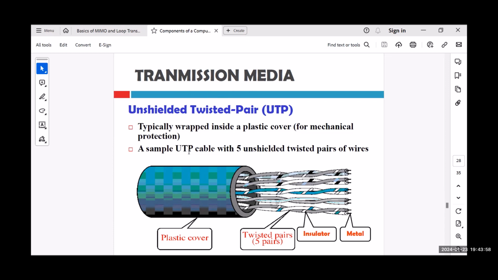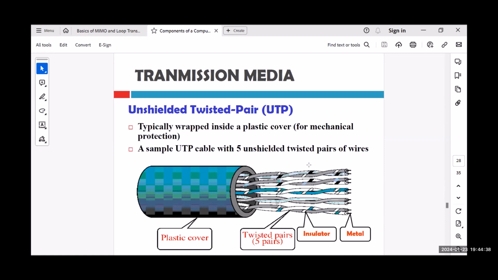A simple unshielded twisted pair cable with 5 pairs of wires can be seen over here. We have twisted pairs inside. And then you can see over here, we have an insulator and we have a metal. So this is the metal. Obviously, when you rub off this insulator, you will get access to the metal that is inside it. And over here, we have a twisted pair cable where we have 5 pairs of wires. Obviously, it all depends upon the type of application that it is being used for.